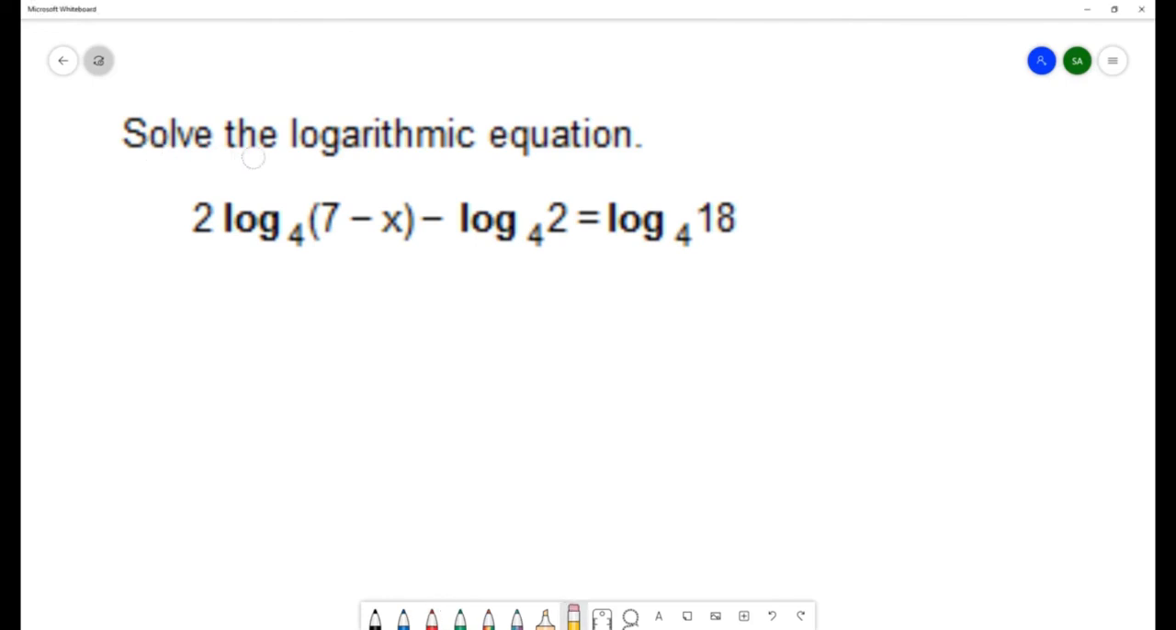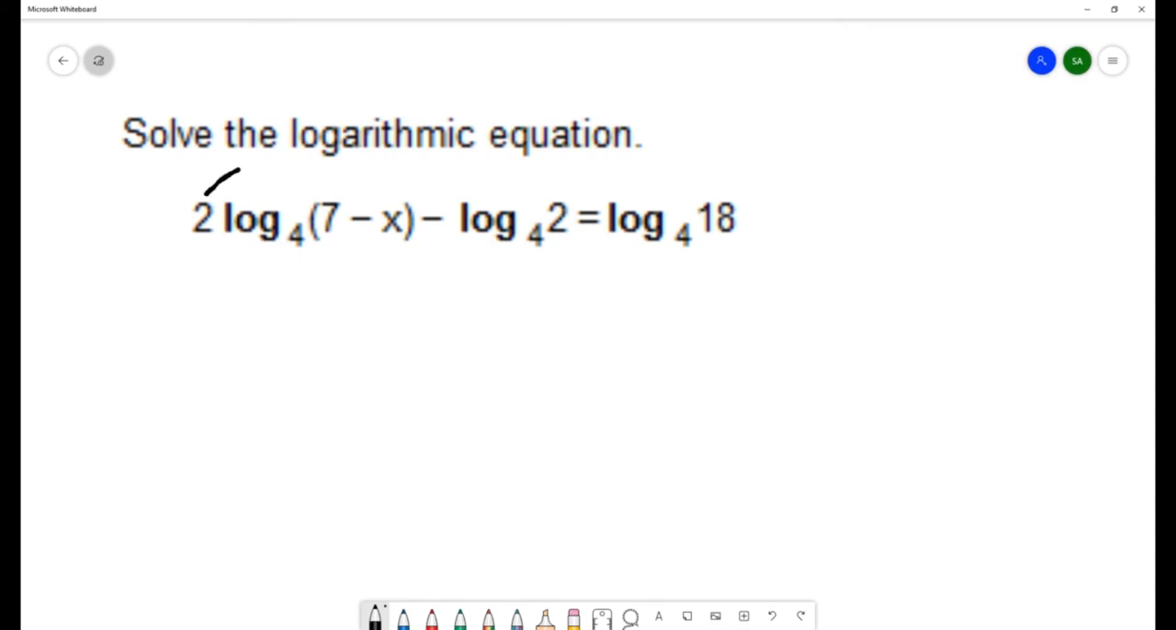In this one, we want to solve the logarithmic equation 2 log base 4 of 7 minus x, minus log base 4 of 2, equals log base 4 of 18. I have logs on both sides of the equation, so I'm going to be able to use the property of equality. But in order to use that property, I need a single log on both sides.